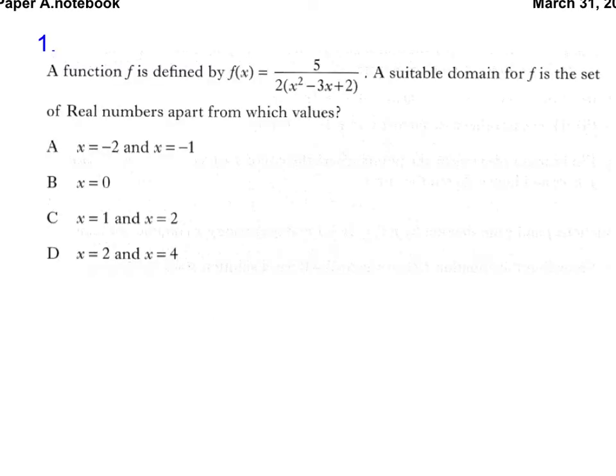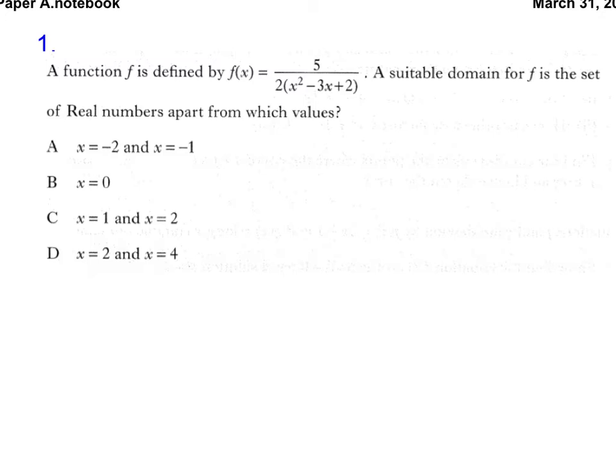Okay, so this one tells us what f of x is, and it talks about a suitable domain for f being a set of real numbers apart from which value. So you just have to watch the wording for this one. It could always ask for a suitable domain, or it could ask for restrictions on a domain, which is what this is really asking for.